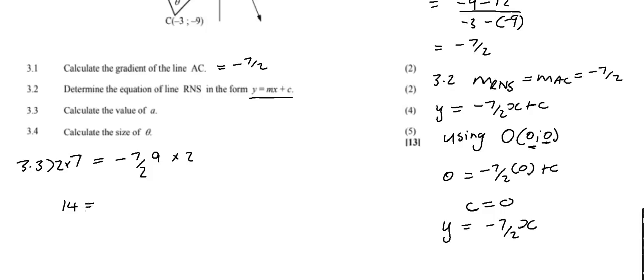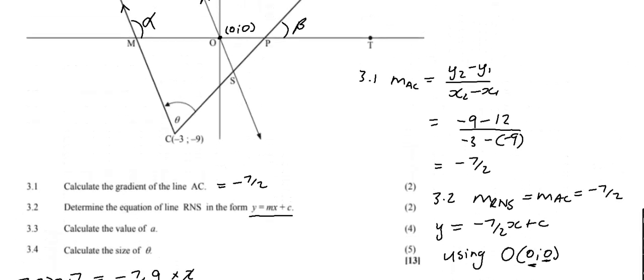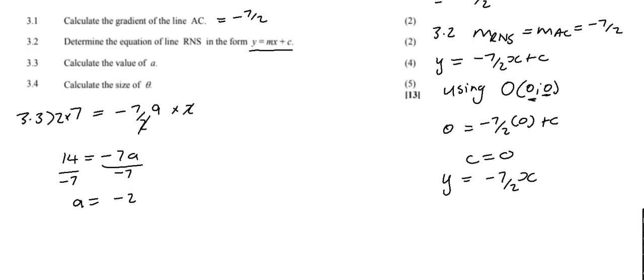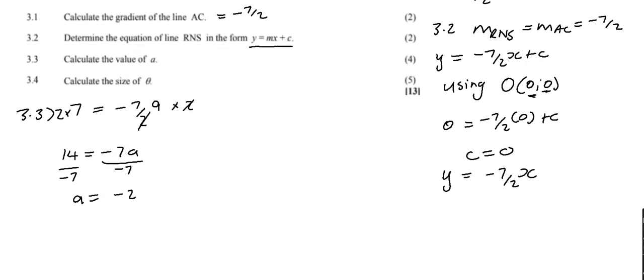We've got 14 this side and -7a this side, because the 2's will cancel, and we can divide by -7. So a is equal to -2. Another thing we could have done is just divide by -7/2 on both sides, and we would have gotten the answer. So our a is -2 and our y is 7. And from where the point is, it makes sense. So that is the value of a.